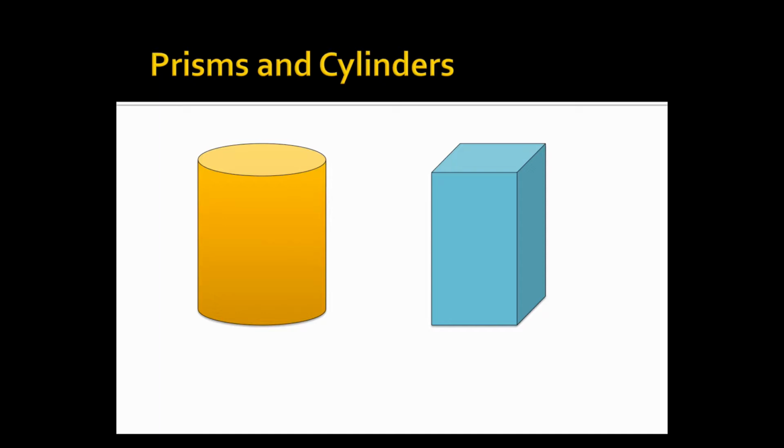Okay, so those are all prisms. You'll notice with all of these prisms, they have one thing in common. The sides meet the bottom at a right angle. These are called right prisms, as opposed to this guy, which is not. We'll get to this in a second.